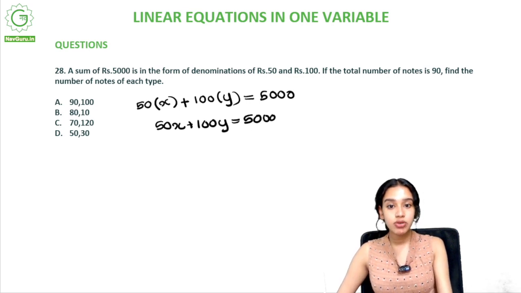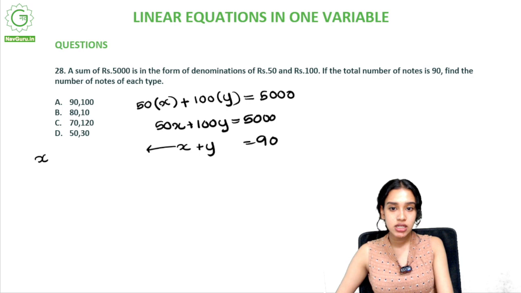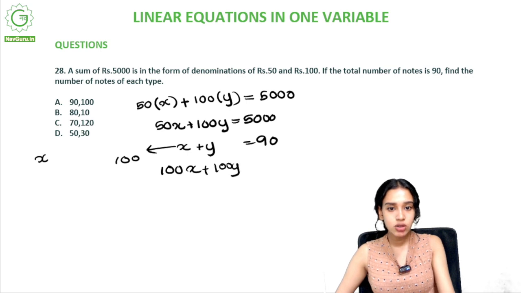Now the total number of notes is 90. So here we say that x plus y is equal to 90. So we got two equations here which have x and y. So what do we do now? We just multiply this by 100. So we'll get 100x plus 100y is equal to 9,000. Now we subtract this equation from here, that is subtracting 50x plus 100y is equal to 5,000.